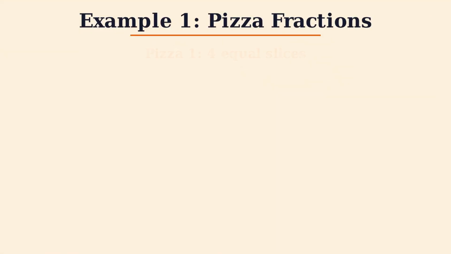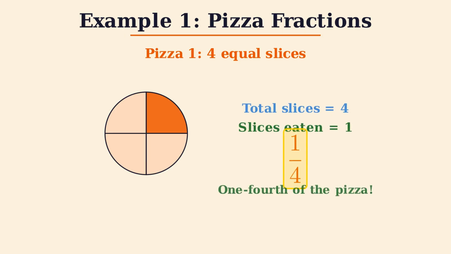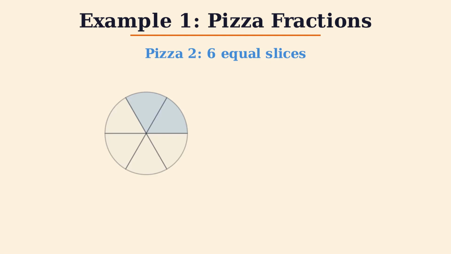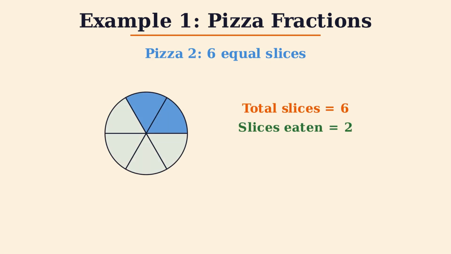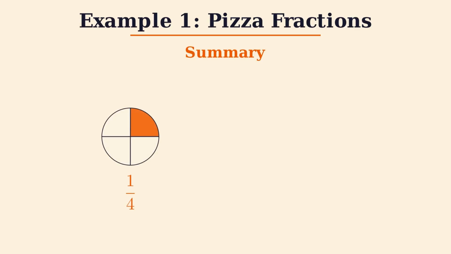Let's see fractions in action with everyone's favorite, pizza. Picture a pizza cut into 4 equal slices. Your friend eats 1 slice. What fraction did they eat? The whole pizza has 4 slices, so the denominator is 4. Your friend ate 1 slice, so the numerator is 1. That means they ate 1/4 of the pizza. See how the pie chart shows exactly 1 out of 4 pieces shaded? That's your fraction, 1 over 4.